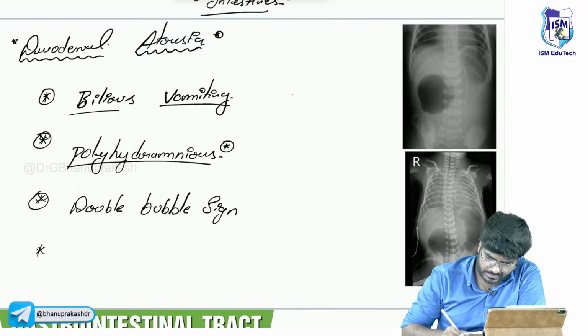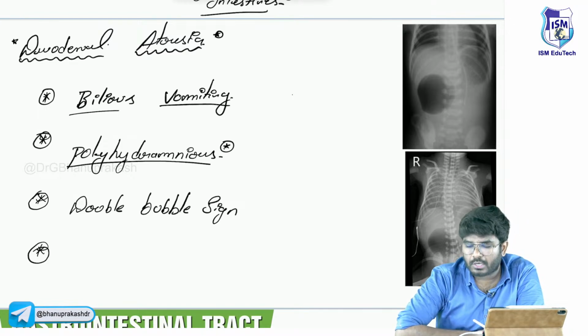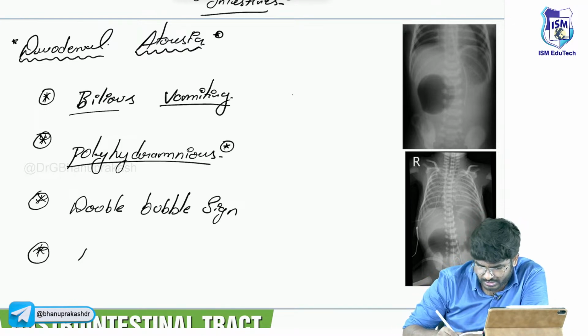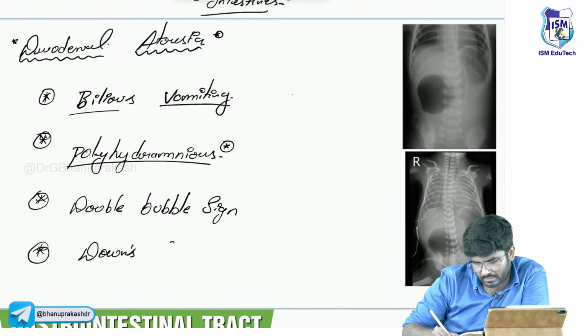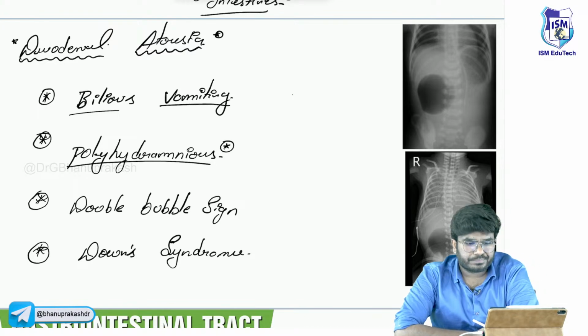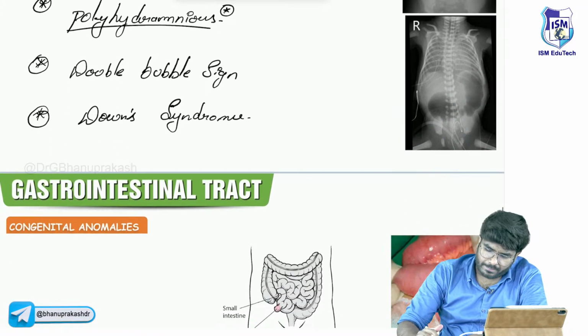Duodenal atresia is associated with which condition? Which babies are going to show the duodenal atresia? It's Down syndrome. Okay, Down syndrome, sir. So done.